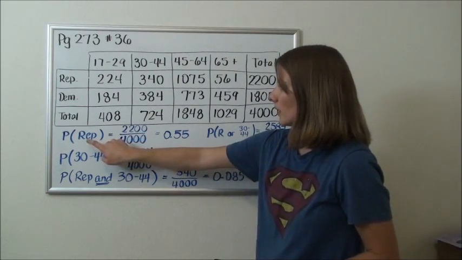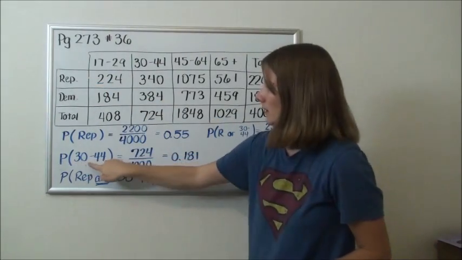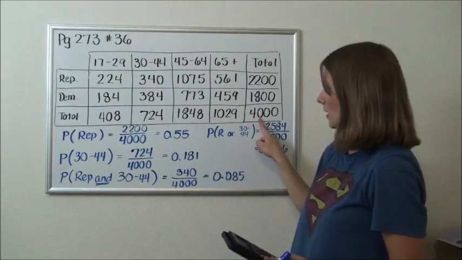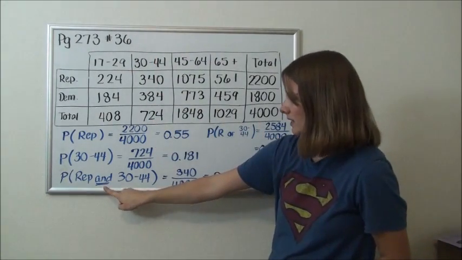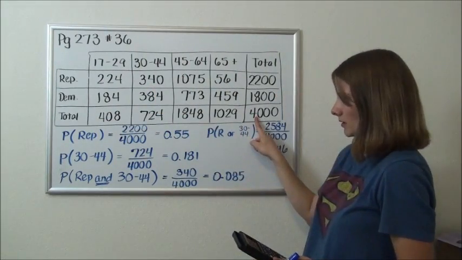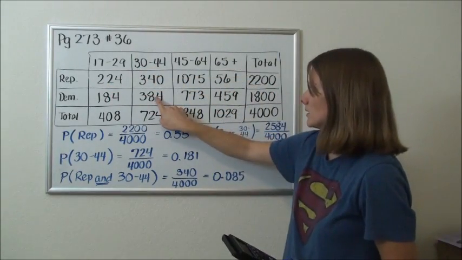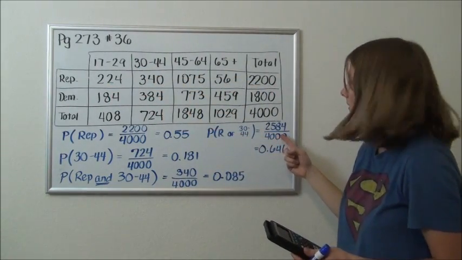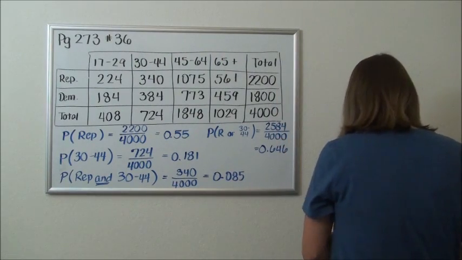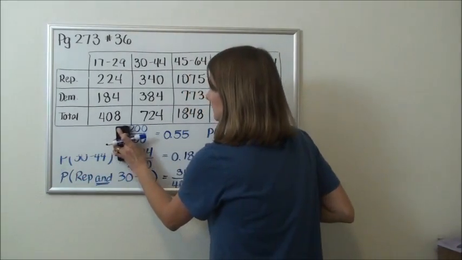So to find Republicans, you add up all the Republicans, divide by how many there are. To find the probability of this age group, you find out how many are in that age group, divide by how many there are. To do the "and", that's the intersection, divide by how many there are. To do the "or", you add up all the individual guys, divide by how many there are. So that kind of is like a review of what we've seen with the tables before, but now we're going to look at what happens with conditional probabilities.